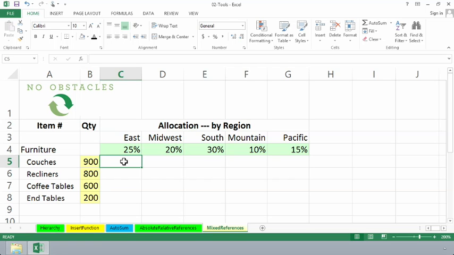If we were calculating only the total for couches for the East, we'd write a formula equal and then multiply these two cells in no particular order. Either C4 times B5 or B5 times C4, we'd come up with an answer. Now, in Excel, that formula could be read as, let's multiply the cell from above by the cell to the left. And so if we were to copy this formula, we would quickly get some answers here that wouldn't make a lot of sense. If we simply drag this down here, we see immediately we've got a big problem.